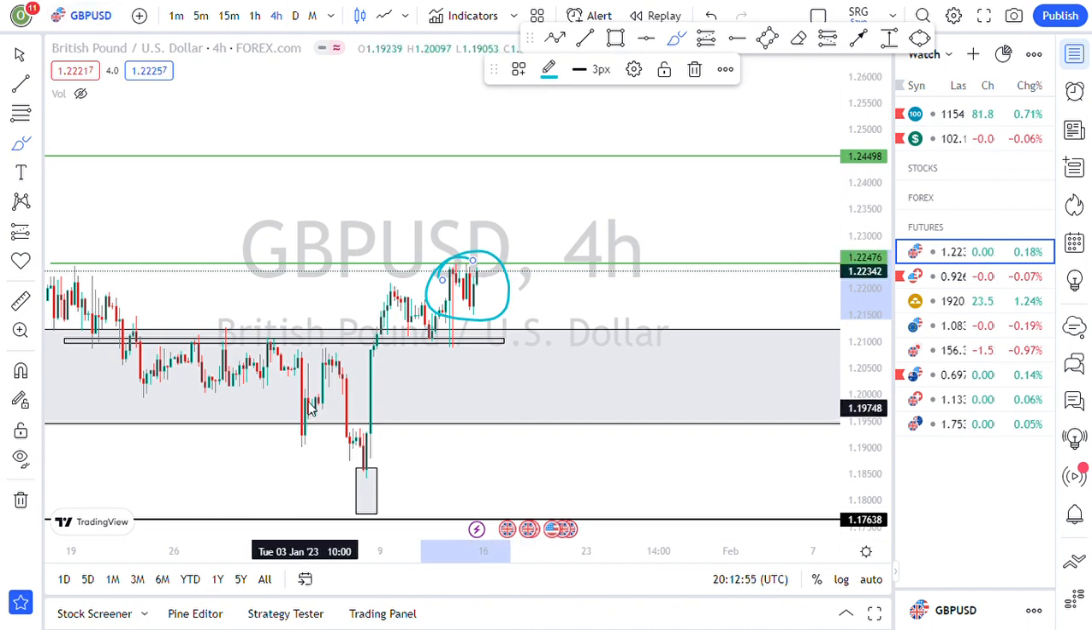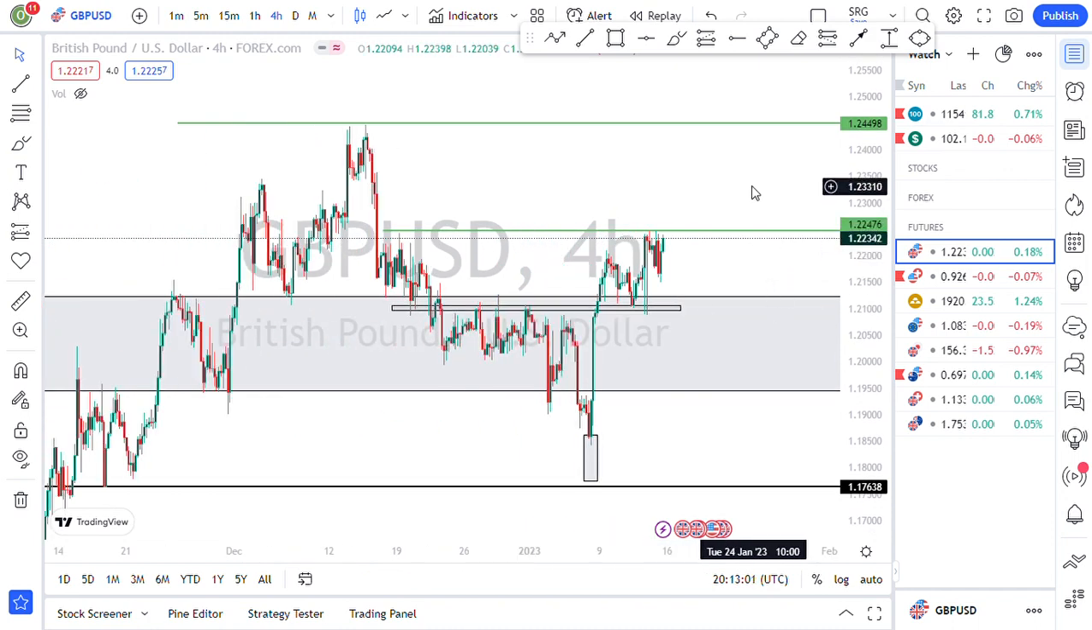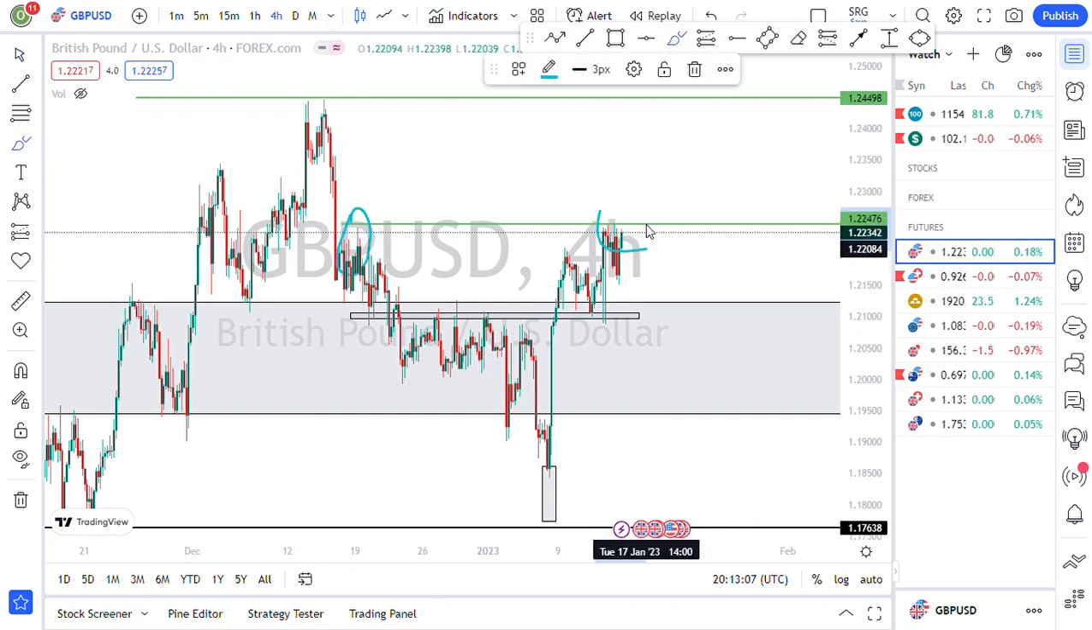So what we are looking at now is that price should be able to break this kind of resistance line over here and give us a clear retracement, and then we enter our buys to the upside, right?